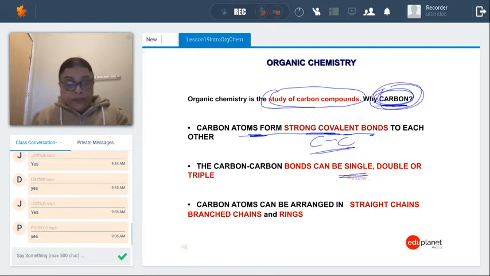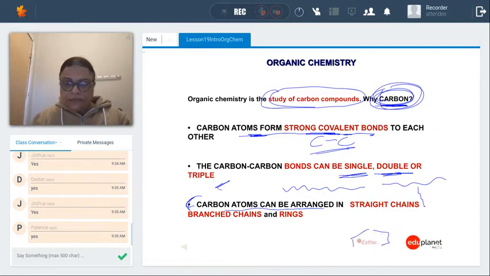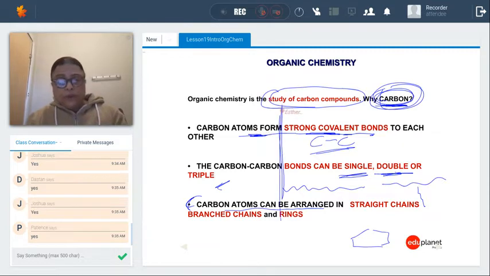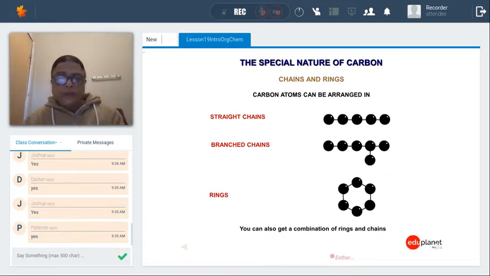Also, the carbon-carbon bond can be single, can be double, can be triple, which increases the variety. And that is also what you want in nature, to have big variety. And also, the carbon atoms, when they are attached together, they can form straight chains and branched chains and rings. So not all atoms can do all these. That's why carbon.